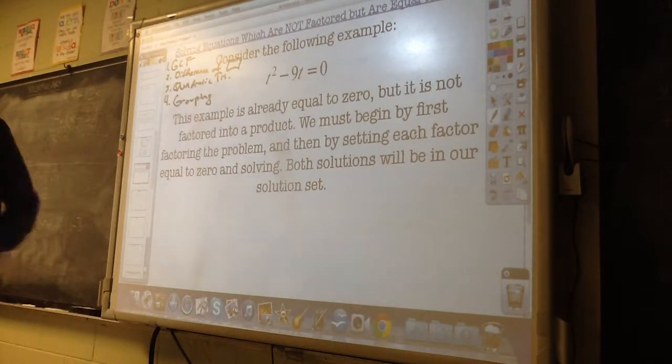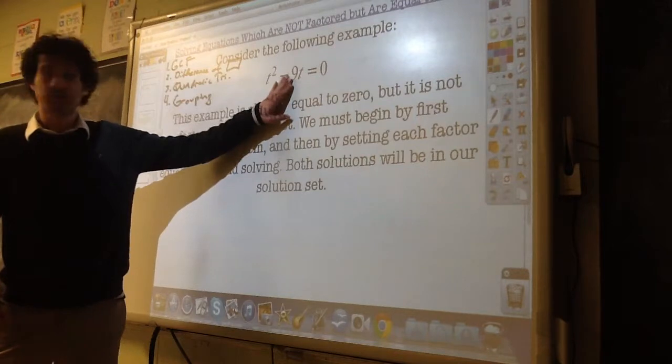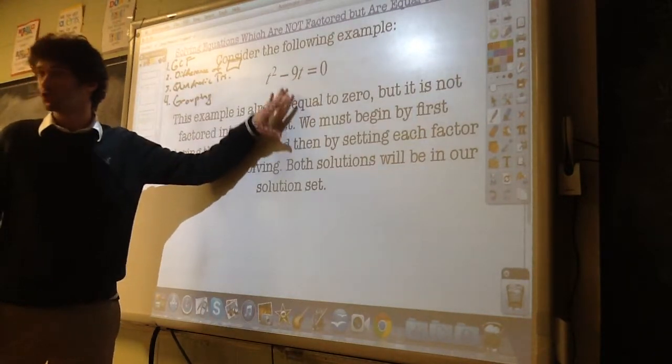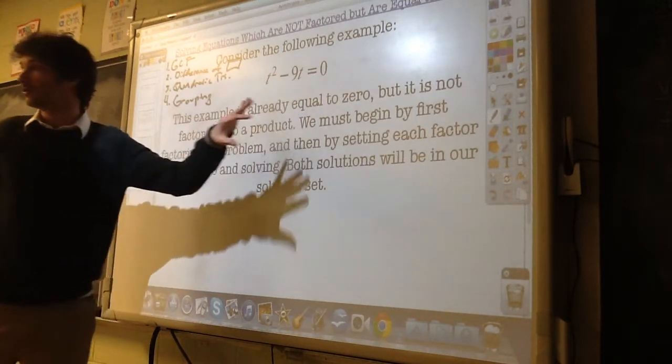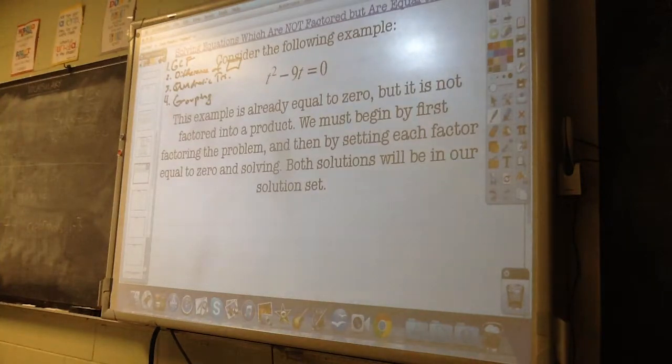For some reason in second block this turned out to be the most difficult type of problem for them. So make sure you definitely write this example down and ask me questions if we're not clear on how I'm factoring it. Okay?